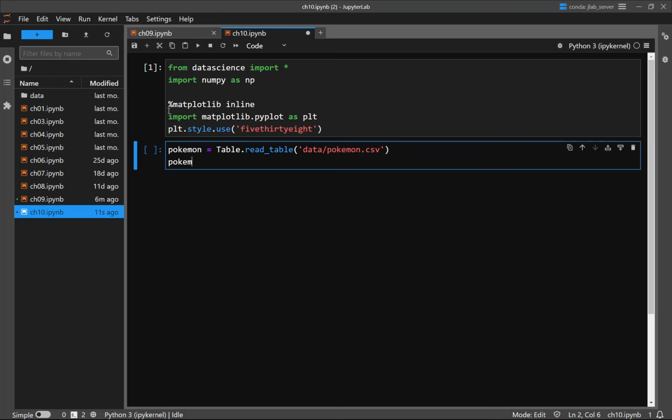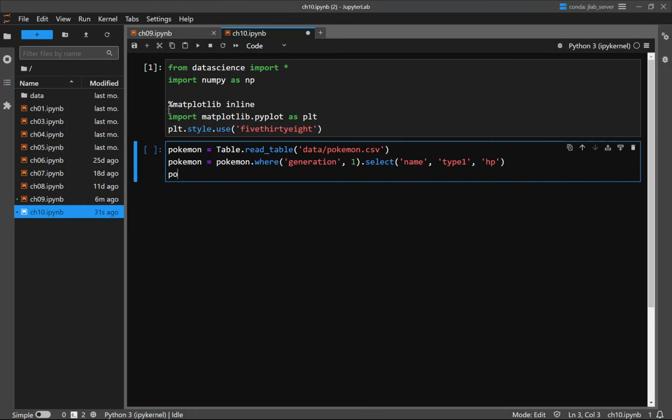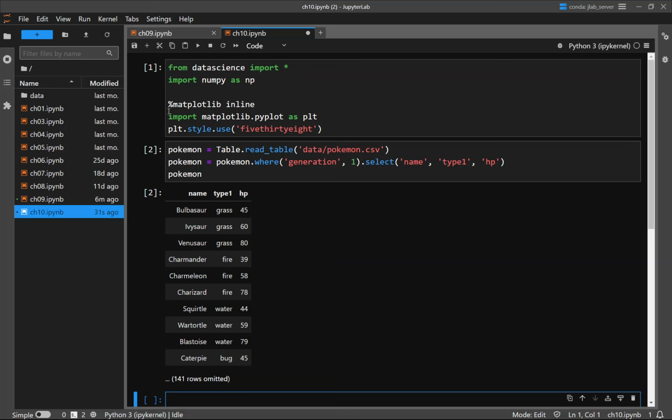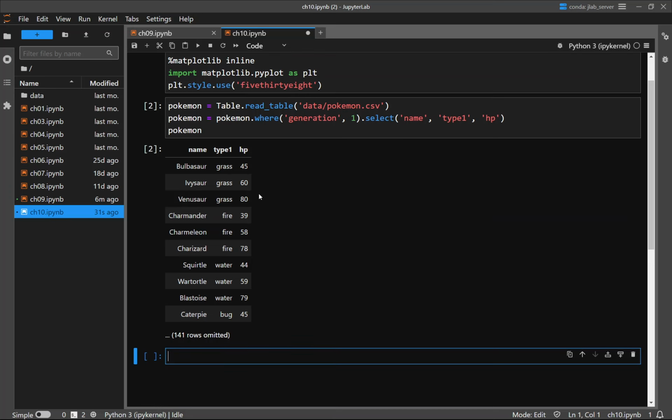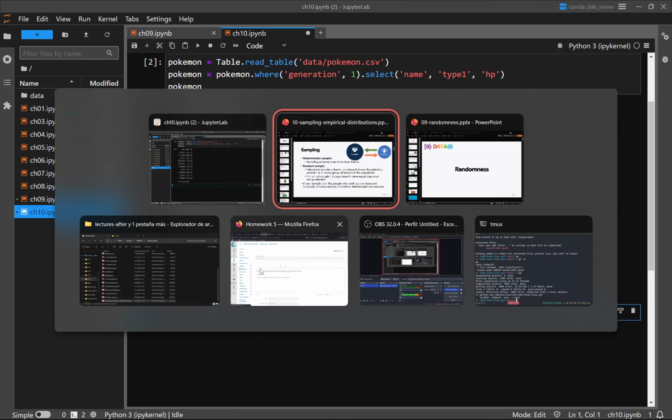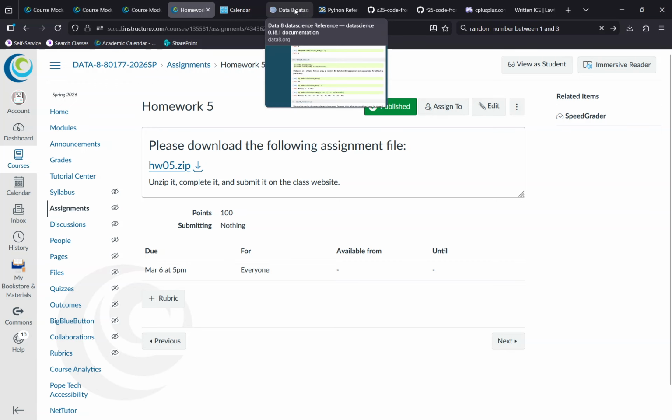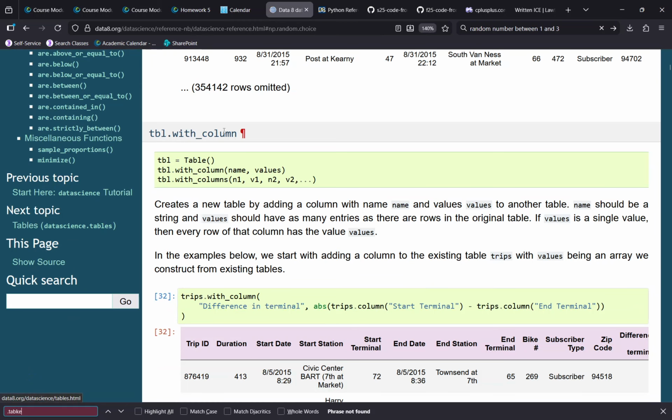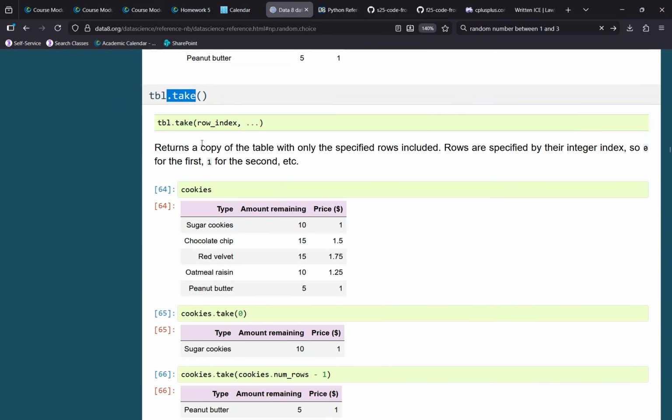And I'd really like to only care about the Pokemon that are from Generation 1. And I want only the name, the primary type of that Pokemon, and its HP values, maybe. Let's call that Pokemon. Boop, just like that. So there's a way to take a row, a piece of this table, with a dot take on that table. So you have a table, you say dot take. You can give an index and it will give you that row back.